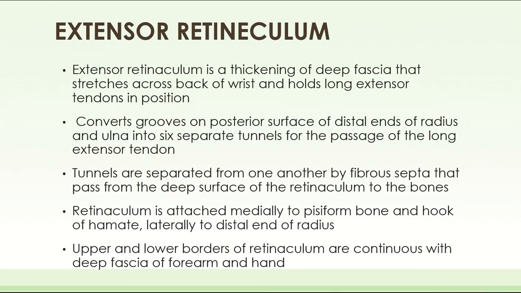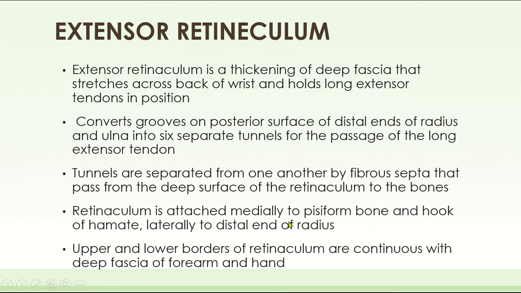So first of all, we will go through extensor retinaculum. Extensor retinaculum is a thickening of deep fascia that stretches across back of wrist and holds long extensor tendons in position. It converts groove on the posterior surface of the distal end of radius and ulna into six separate tunnels for the passage of the long extensor tendon. The tunnels are separated from one another by fibrous septa that pass from the deep surface of the retinaculum to the bones.